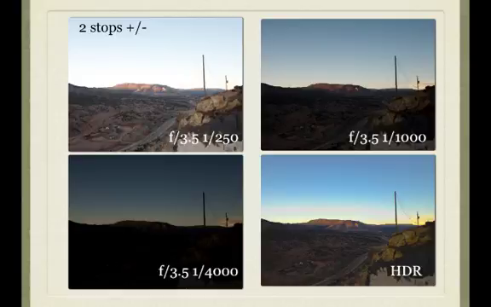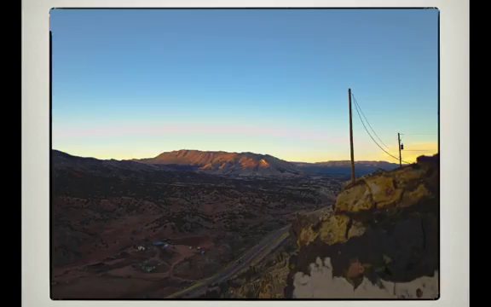In the first one, it's a little bit overexposed in the sky, and then the second one, it's underexposed in the shadows, and the third, it's even more underexposed in the shadows. And when you put those exposures together, you have your sky and detail in the shadows.